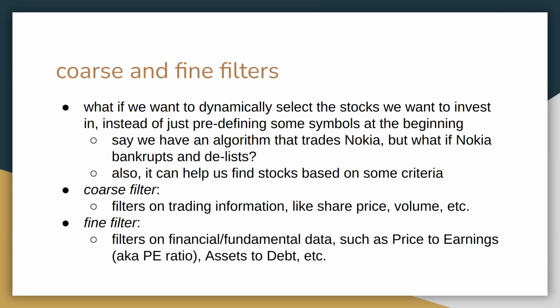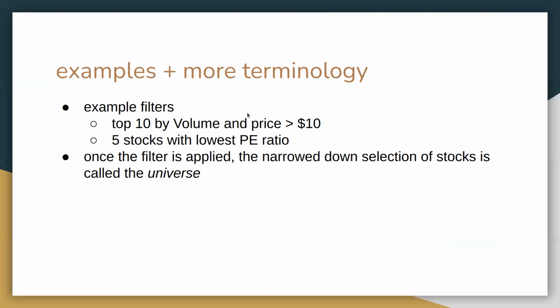A coarse filter filters based on some basic trading information like share price, volume, etc. A fine filter filters on financial and fundamental data such as price to earnings, asset to debt, etc. Here are some example filters: top 10 by dollar volume, top 10 by volume, and price is greater than 10. These would be examples of two coarse factors that you can filter by. Or the top 5 stocks with the lowest PE ratio. Once this filter is applied, it is narrowed down to what is called the universe of stocks.